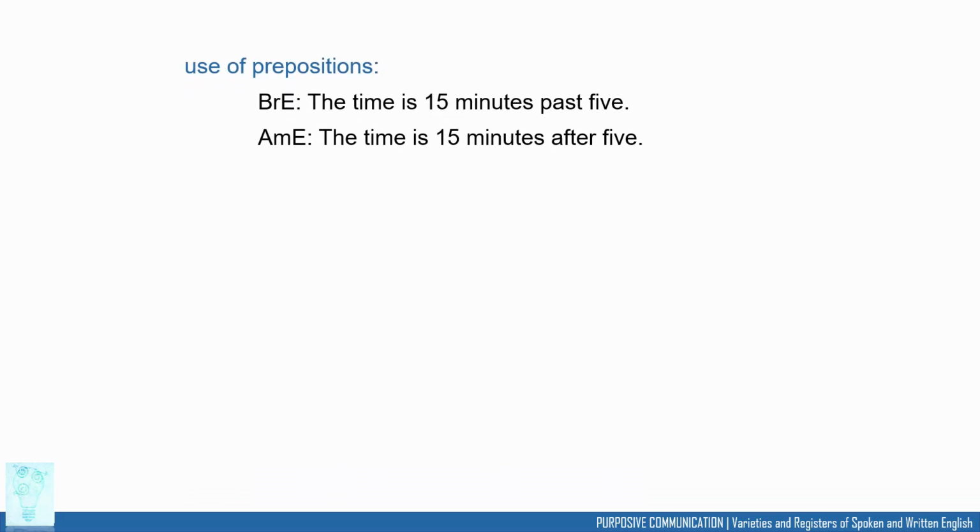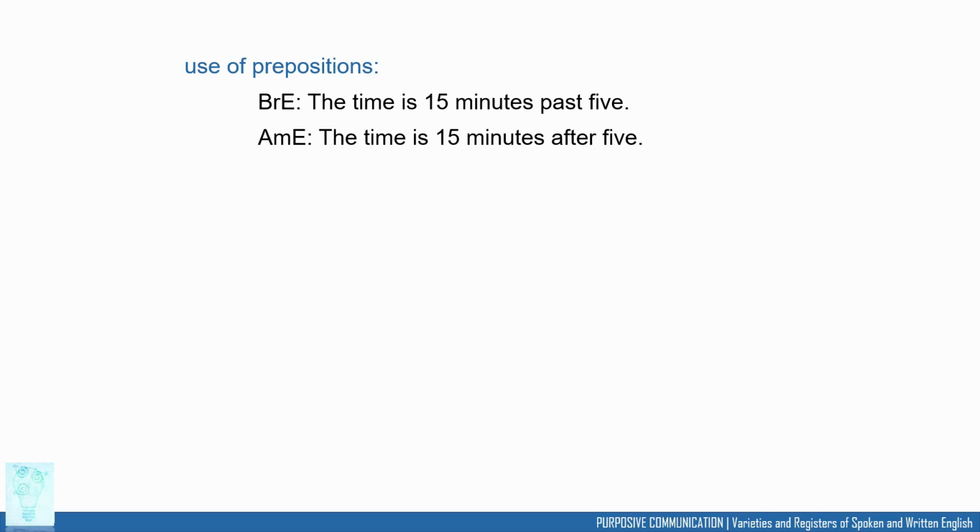Okay. Another difference is the use of prepositions. So in British English, the time is 15 minutes past 5. In American English, the time is 15 minutes after 5. The same connotations, different use of prepositions.